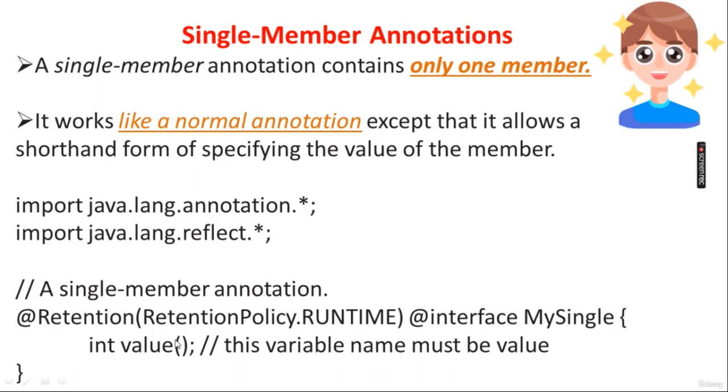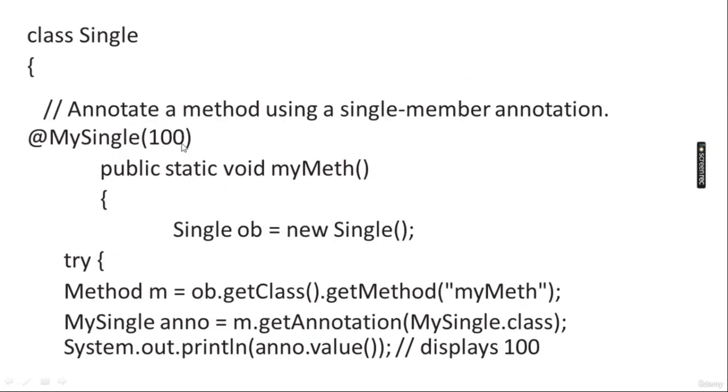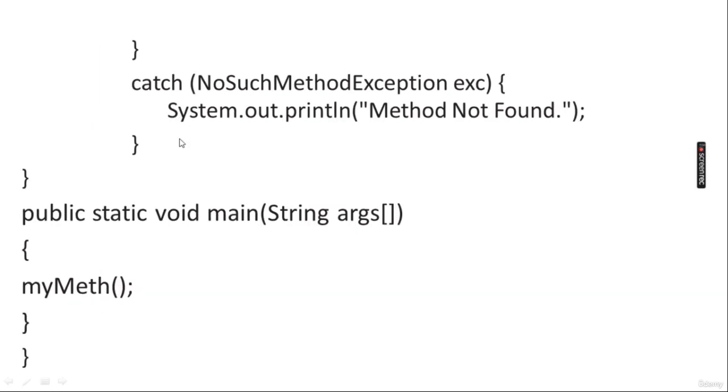So value is compulsory in the single member annotation, and you will be writing it like this: int value(); with opening and closing parenthesis and a semicolon. And when calling or applying it, you are giving it a value of 100. And if no such method is given, as usual, it will give you a method not found exception. That is the message, and you can display the exception using plus exception.